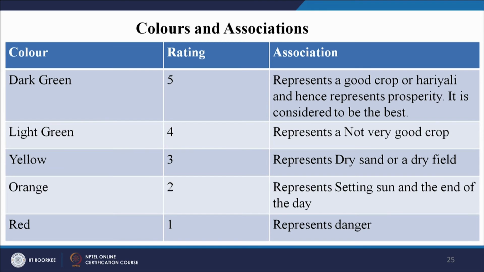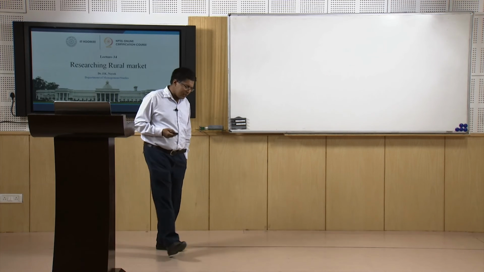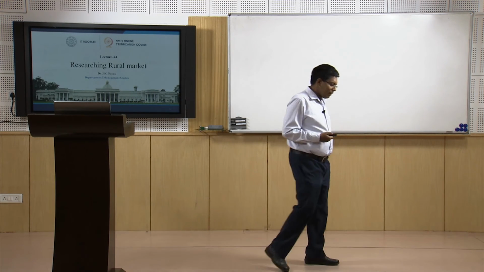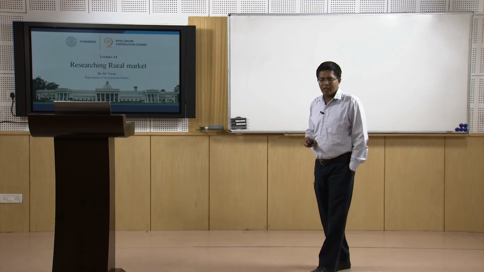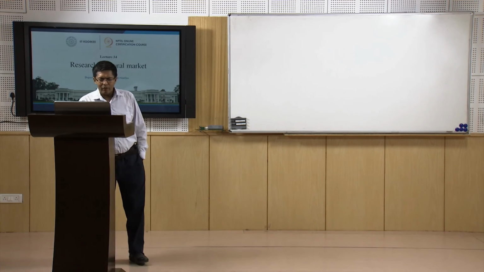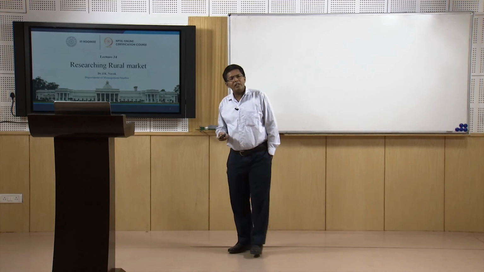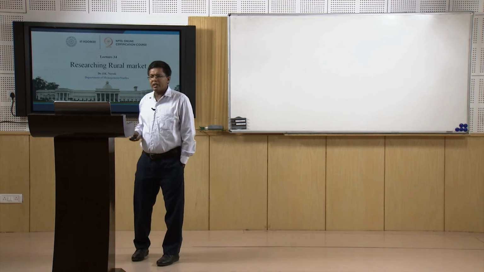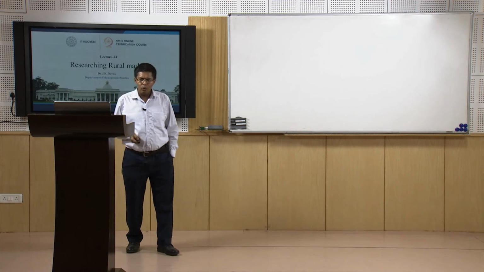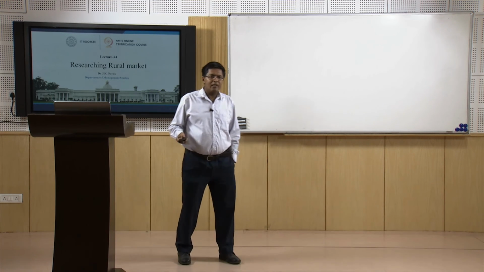Now coming to the colors and association. As I said, rural people are more open when they understand you much better. The questions have to be in a local dialect, and when you use colors they become more attracted. For example, instead of giving 1, 2, 3, 4, 5 as numbers, which they might not understand, if you give red, orange, yellow, light green and dark green, that means the same to them. Red is 1, a danger; orange is the setting sun, end of the day, 2; yellow represents dry sand or a dry field, 3; light green is not a very good crop, 4; and dark green is a very good crop, 5.